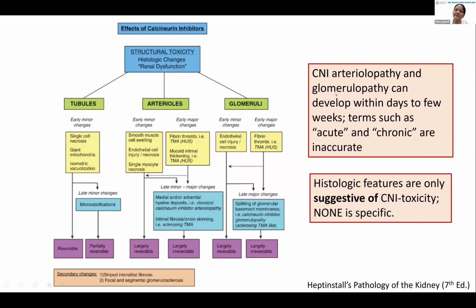But when you look at CNI arteriolopathy and glomerulopathy, they can develop within days to a few weeks. Therefore, the terms acute and chronic are practically inaccurate. You can talk of early lesions and then late lesions. The histological features are only suggestive of CNI toxicity. We need to remember that none of these changes which I have talked about are specific for CNI toxicity.